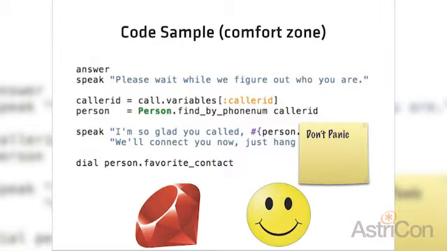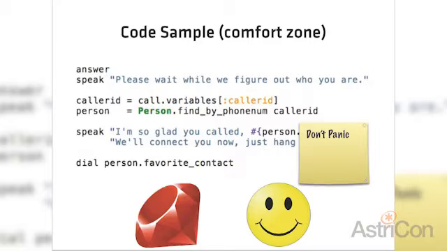So here's a better way to do it. This is an example of a little tiny bit of Ruby code that does effectively the same thing. Take the caller ID. This Person with a capital P is, in Ruby terminology, a model, and it maps to a database table. So we use that to look up the person by their caller ID, and then we speak back to them this pretty string. I'm so glad you called. We'll connect you now, just hang on.